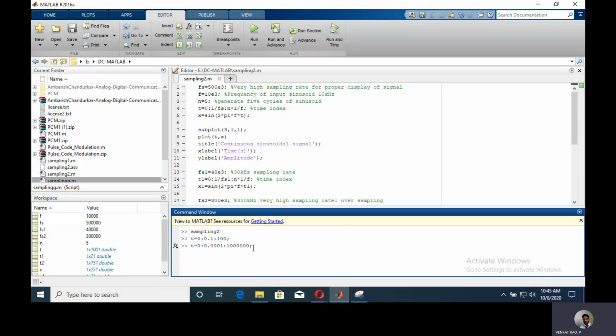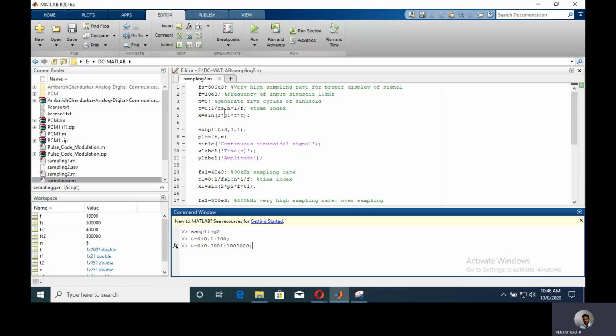That's why, in order to represent this, let us consider n equal to 5, that is the number of cycles we need to generate in the output. You can take any number. Suppose, for example, I am taking 5 cycles to display in the waveform. So the time axis is represented as starting from 0, and the last value is n by f, that is n into 1 by f. That means the number of cycles, 5, divided by the frequency of the input signal, that is 10 kilohertz, or 10 into 10 cube.